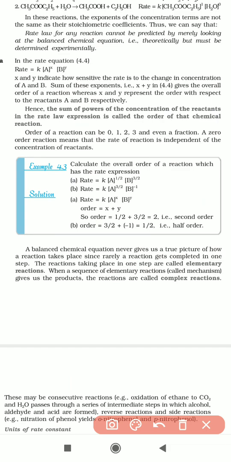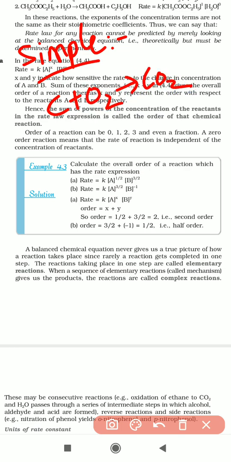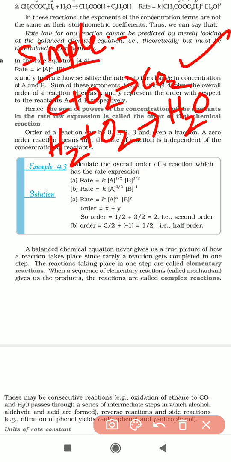Now the best examples. Simple reaction examples, as I already told you: C plus O2 gives CO2. That is a simple reaction; the reaction happens in a single step only. Similarly, H2 plus O2 gives H2O. This is also a single step reaction, with no intermediate steps involved. These reactions are the best examples of simple reactions.